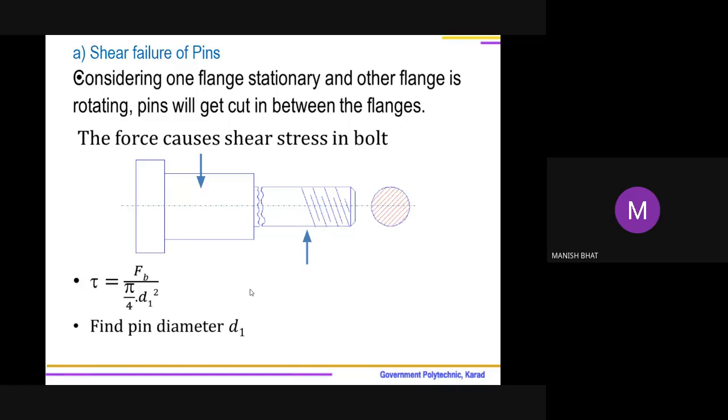So from this particular diagram, it is clear that there will be shear failure of the pin, and we have to verify whether the shear stress is within the permissible limit or not. If it is within the permissible limit, I mean when the induced shear stress tau is less than the permissible shear stress for this pin, we will say that the diameter D1 we have selected is safe under shear.